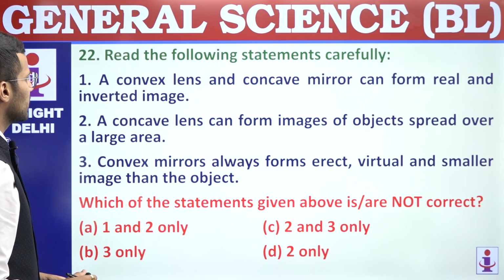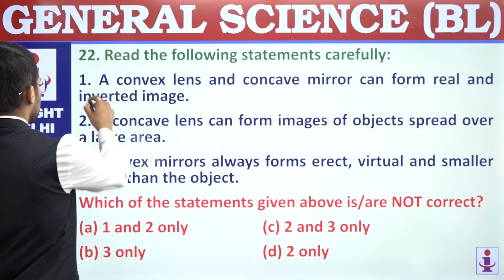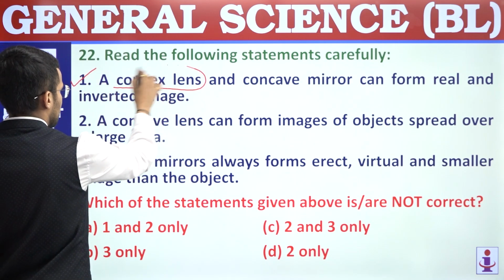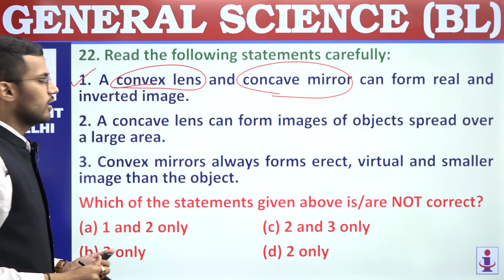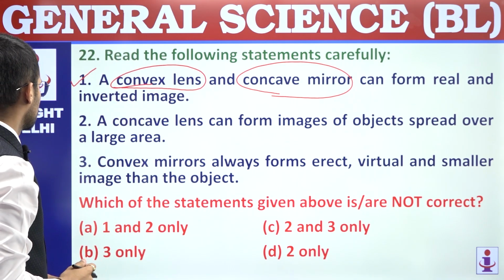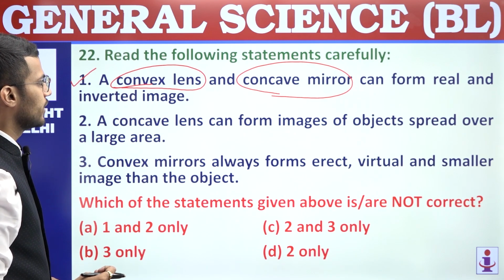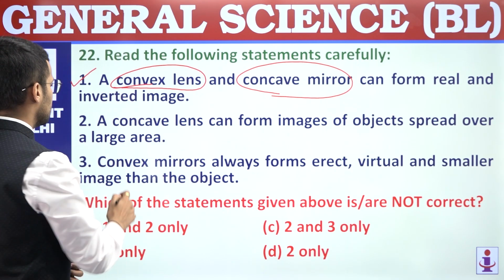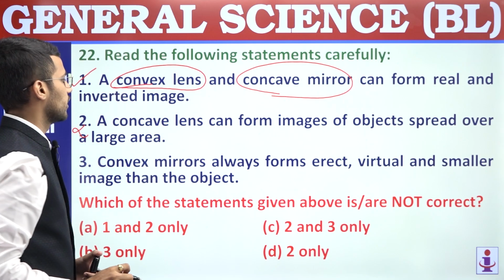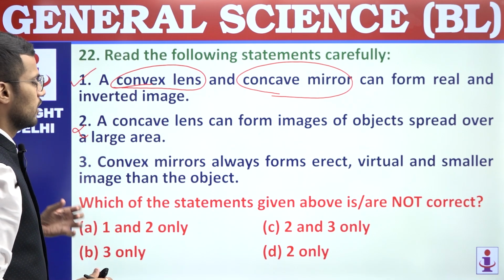First, convex lens and concave mirror can form a real and inverted image. So this statement is a correct statement. Convex lens and concave mirror, they can form a real and inverted image. Second, concave lens can form images of objects spread over a large area. This statement is incorrect regarding concave lens because it is convex lens which can form images of objects spread over a large area.